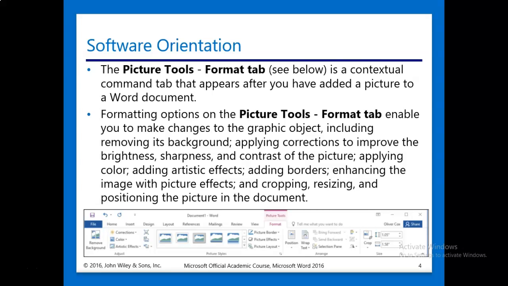Formatting options on the Picture Tools Format tab enable you to make changes to the graphic object, including removing its background, applying corrections to improve the brightness, sharpness, and contrast of the picture, applying color, adding artistic effects, adding borders, enhancing the image with picture effects, cropping, resizing, and positioning the picture in your document.